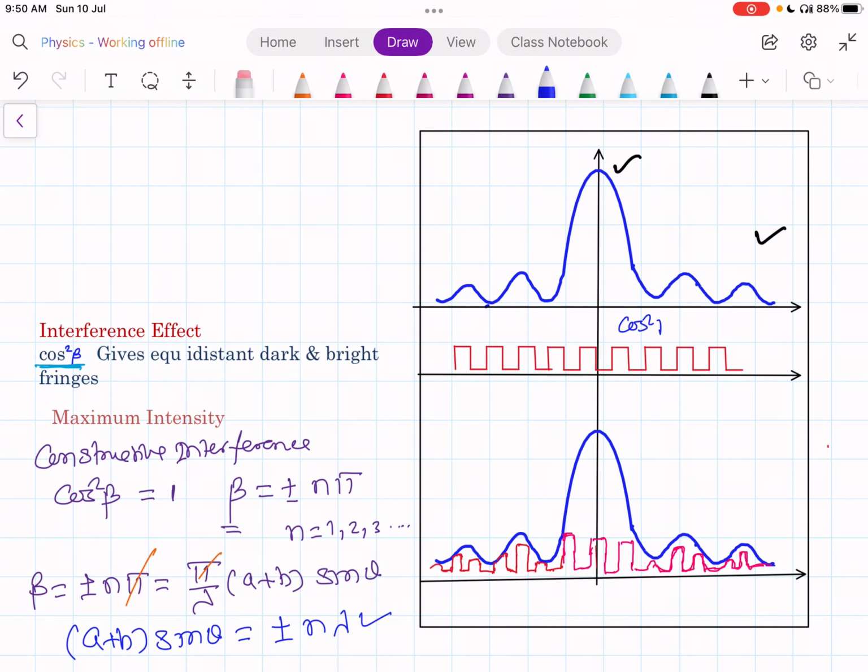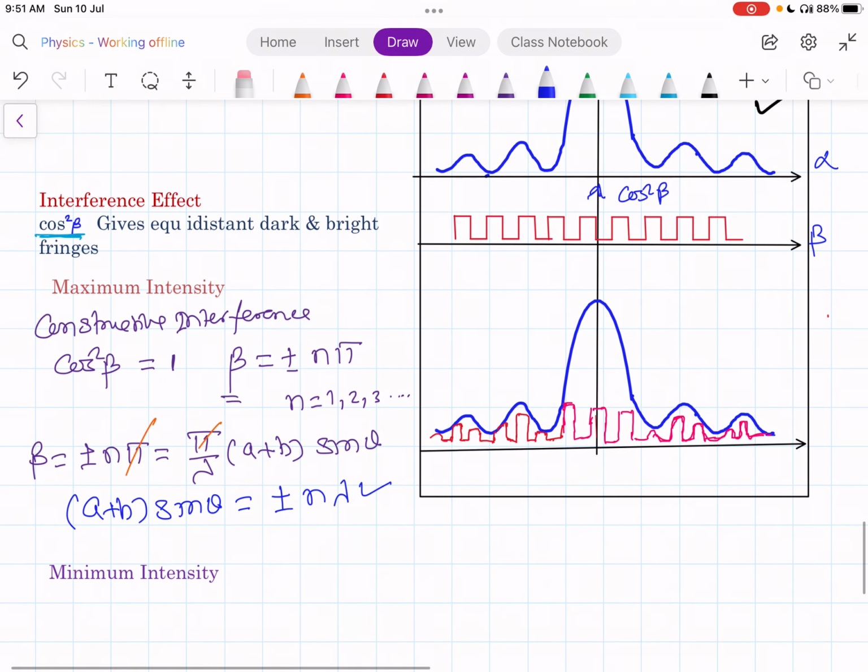You can see here this axis is cos square beta, and this axis in the other case is the intensity axis, Em square sine square alpha upon alpha square. This is beta here, and this one is alpha. So we get the maximum intensity because of constructive interference, whose condition is a plus b sine theta is equal to plus minus n lambda.